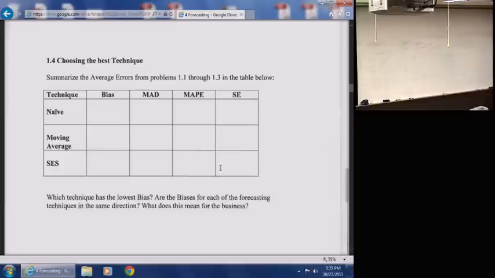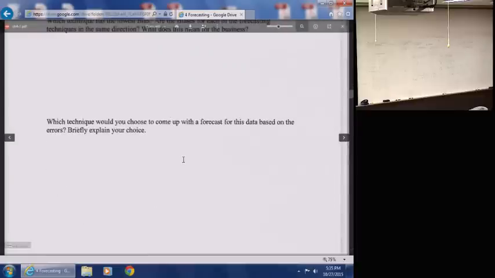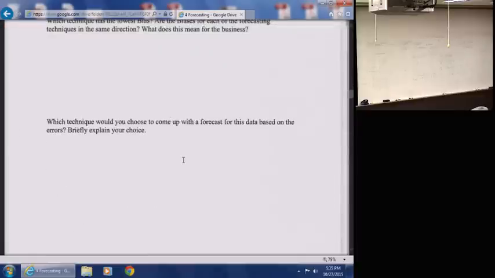Okay, so the next question asks, which technique would you choose to come up with the forecast for this data based on the errors? Briefly explain your choice. Look at the numbers and decide which technique you would choose to come up with the forecast for this data based on the errors. Yeah, the question is kind of ambiguous, right?